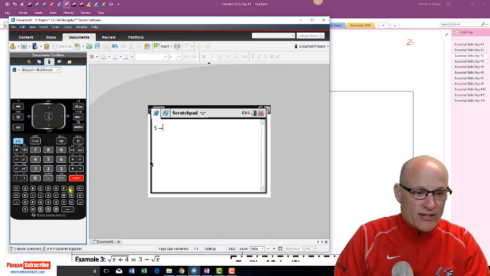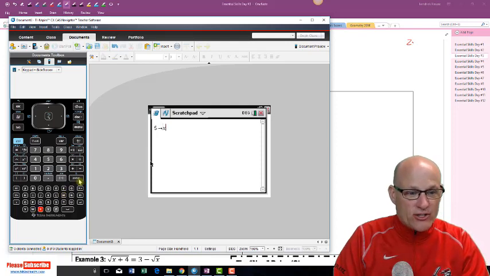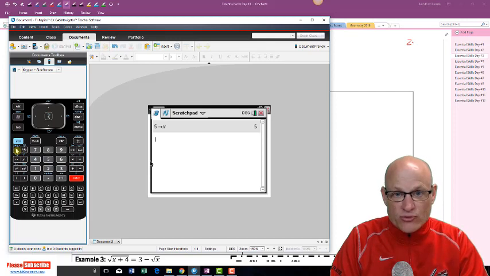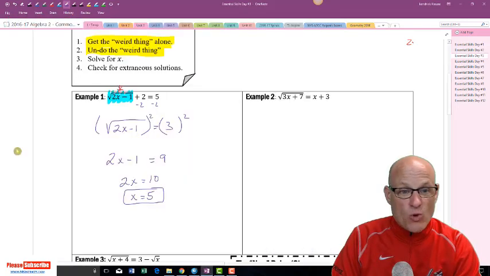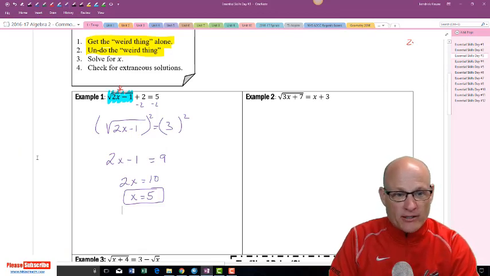I cannot stress this enough. Do not use this equals button right here. Do not use it. Most of the time it works, but there is a small chance it won't work and you will get the wrong answer. Do not use that equals button.